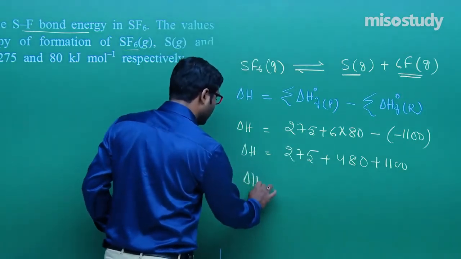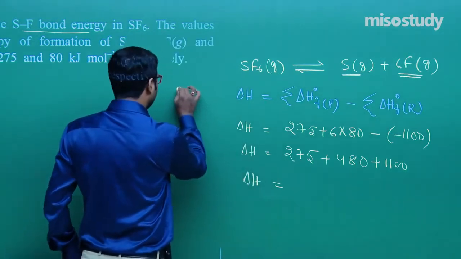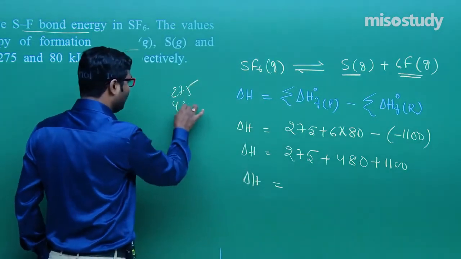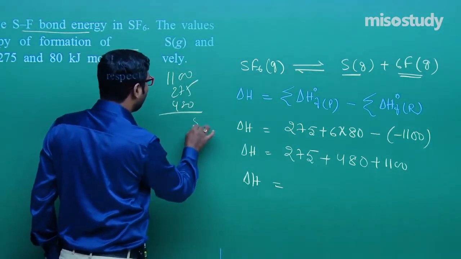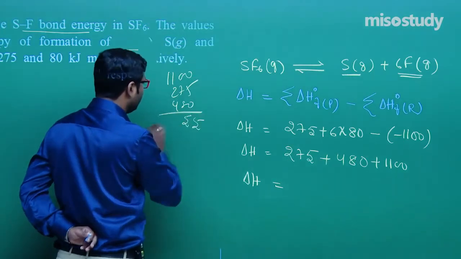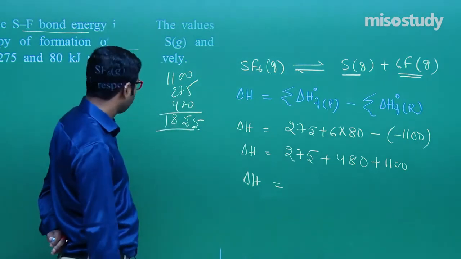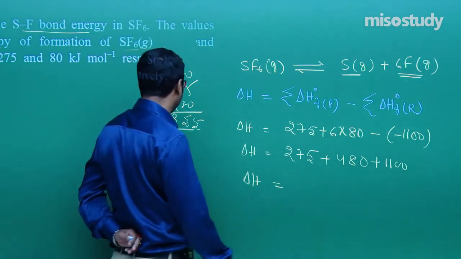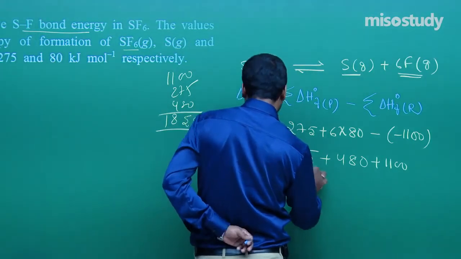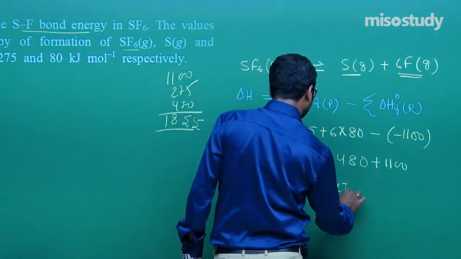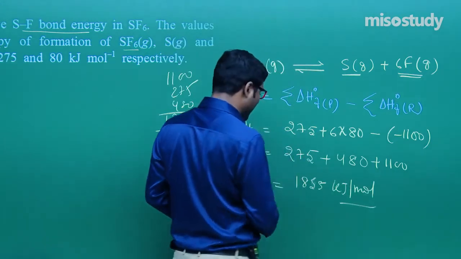Now calculate the overall value. The overall value will be equal to 275 plus 480 and 1100, that is 1855. I think the calculation is correct. This is kilojoule per mole. Now the question: estimate the average SF bond energy.